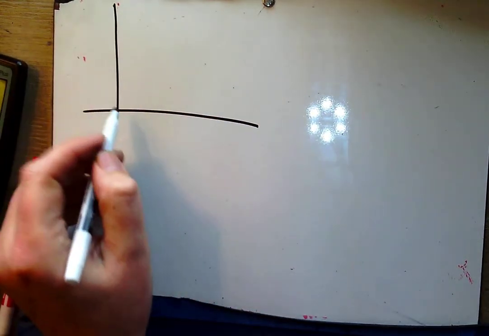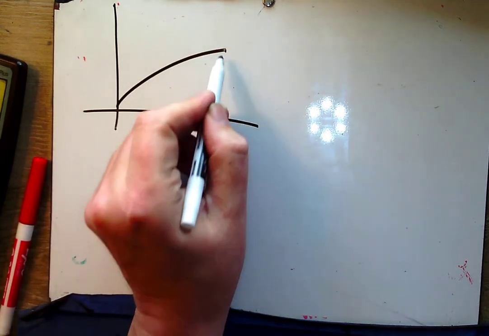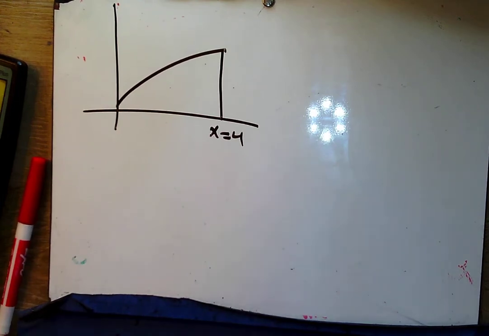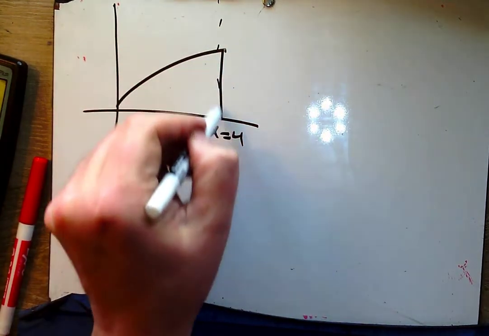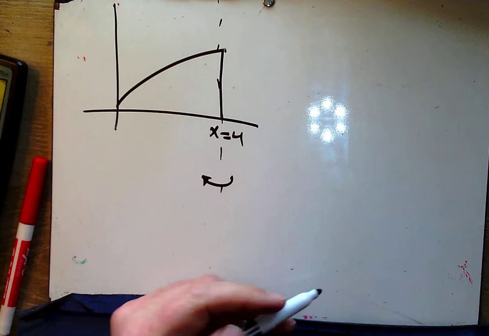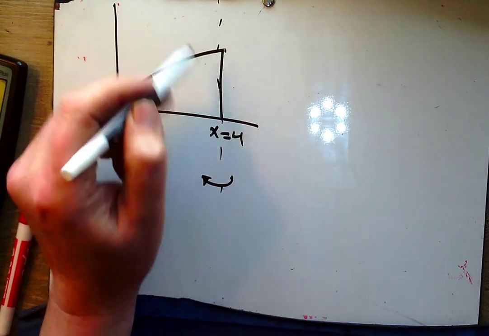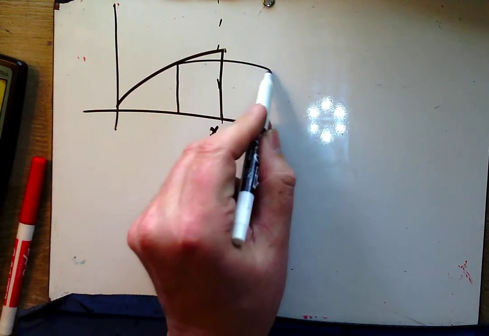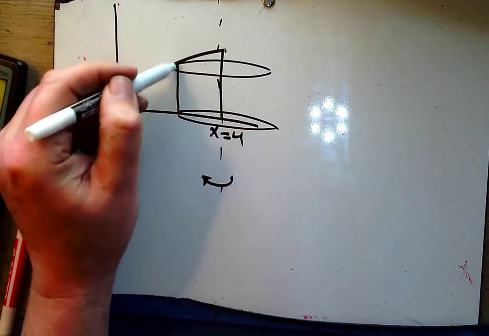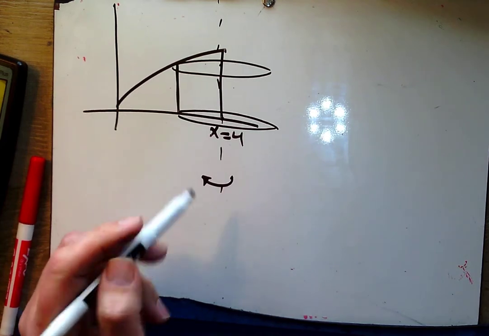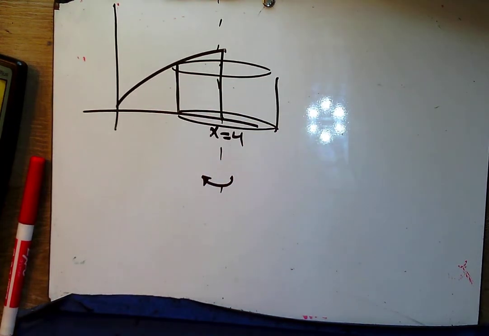How about this shell? We're talking about square root of x, and this is x equals 4. Well, now I would like to rotate about x equals 4. Shells rotated around x equals 4. Okay. Shells, I draw something parallel to the axis of rotation. And at each end of that segment, I draw a circle whose center is the axis of rotation. Okay, so there's a sample cylindrical shell.